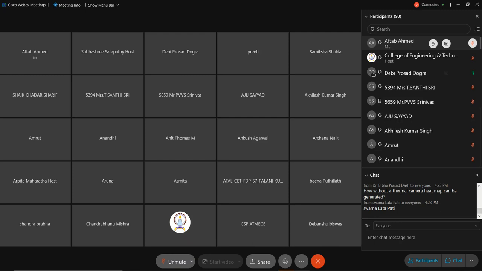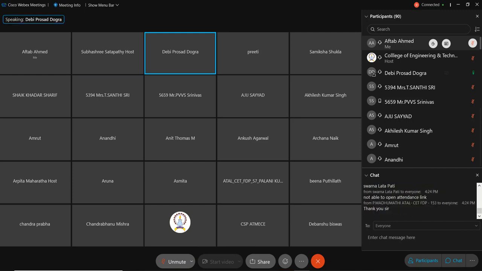I can see somebody put a question: how can a heat map be generated without a thermal camera? No, these heat maps are not generated using a thermal camera. They are basically heat maps of the features. So we extract the features using a deep learning framework, and then we generate these heat maps. They are not thermal camera based heat maps. These heat maps are technical heat maps. They are generated from some of the last layer outputs of the classifier.